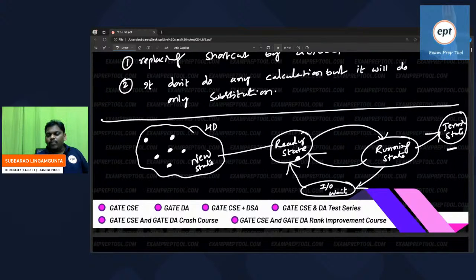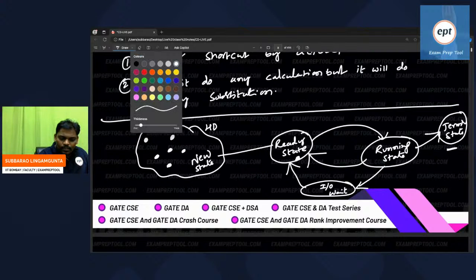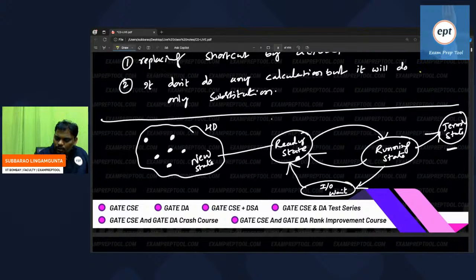So that exe file is there in the hard disk only. But when you say run, then it will go. Now, interesting answer. These all are there in the main memory only.